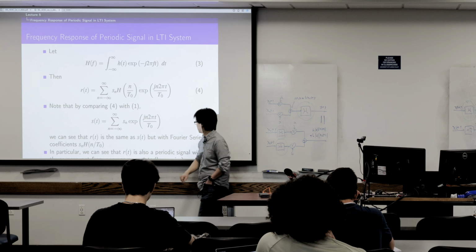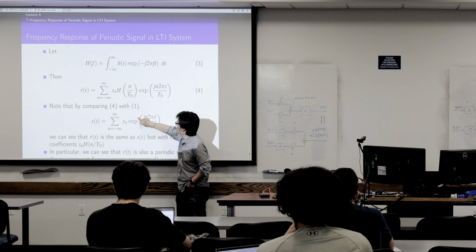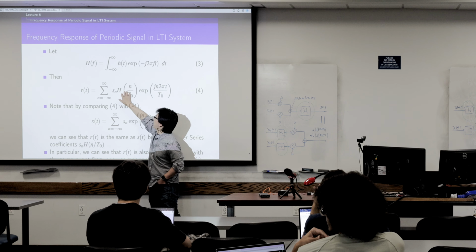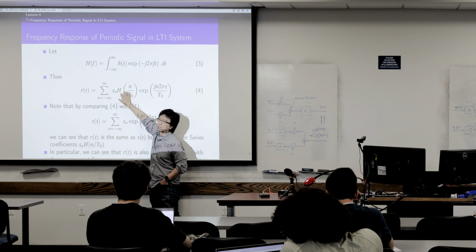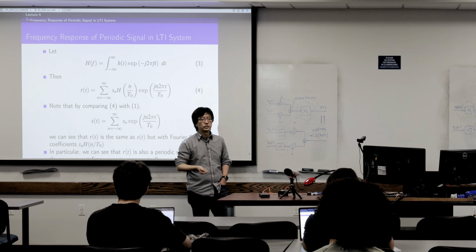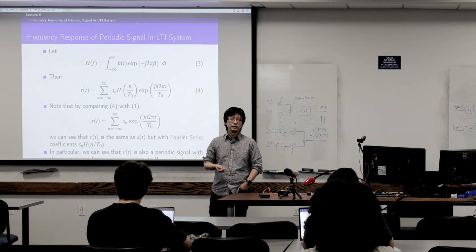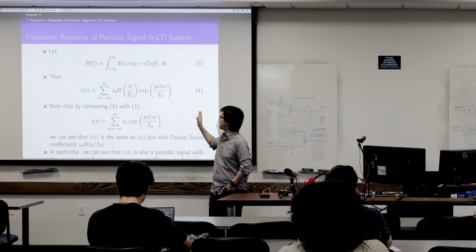Basically, this tells you that when the input is a complex exponential, the output is nothing but the original complex exponential multiplied by a coefficient that is related to the system's unit impulse response. I'll stop here, but think about it twice.